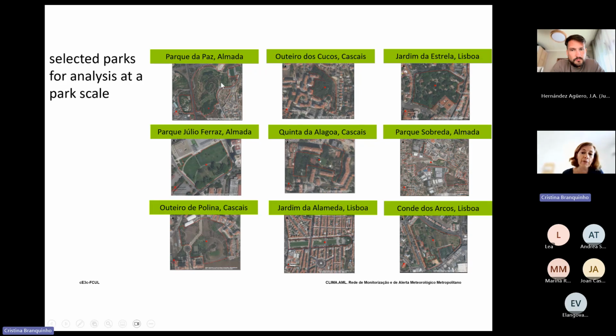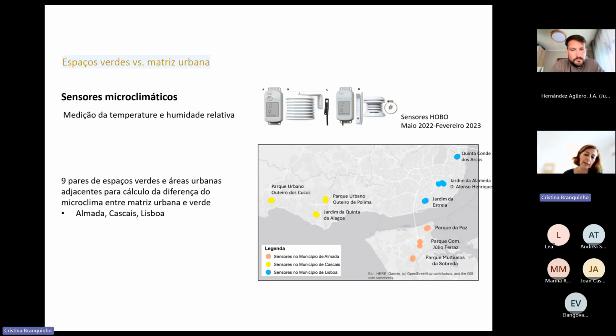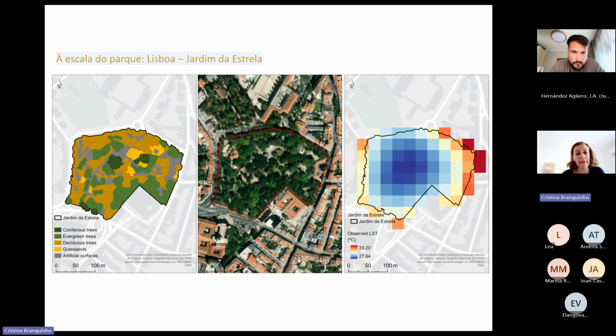So we compared different parks, some very dense, some almost without any vegetation, some that were irrigated, some others that were not irrigated, and in the different municipalities. Okay, so we also did some temperature measurements on those case studies to compare. And I will start with our champion park, which is Jardim da Estrela in the Lisbon area.